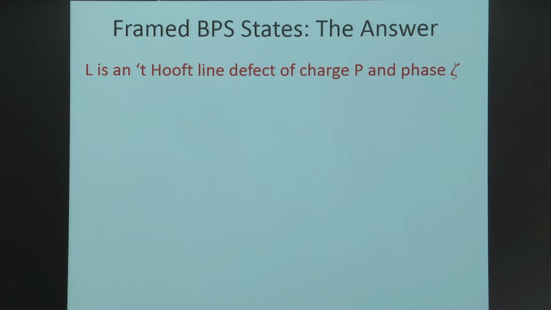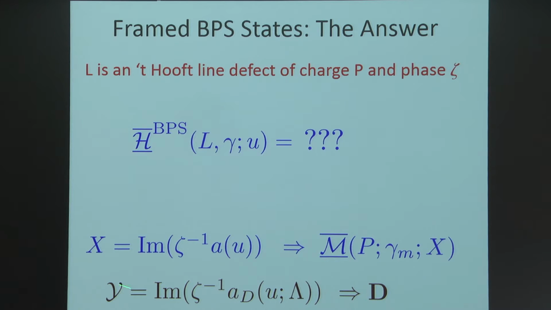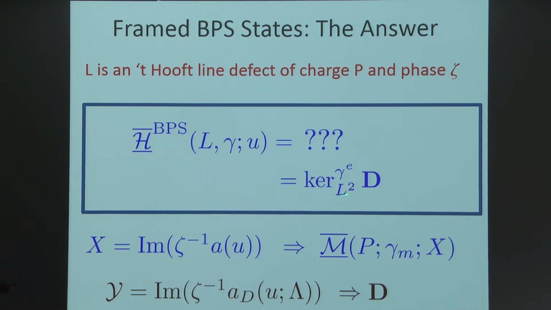The question is, L is a 't Hooft line defect of charge P and phase zeta. What is the space of BPS states at the point U in the Coulomb branch, using the semiclassical regime? So you take zeta, you take U, and you form X, and now using P here, and the magnetic component of gamma, you form this moduli space. Now you compute Y, you get your Dirac operator, and finally you use the electric charge part of this to take the isotypical component. That's the answer. Okay, end of story. Very clean answer.